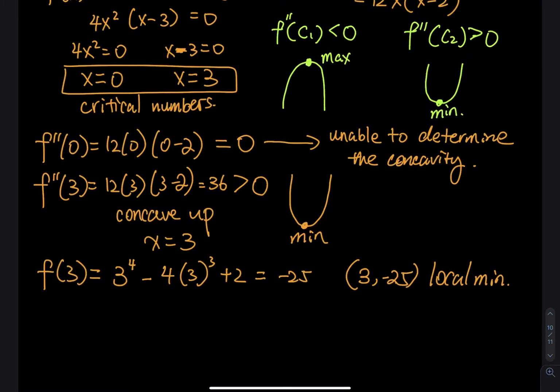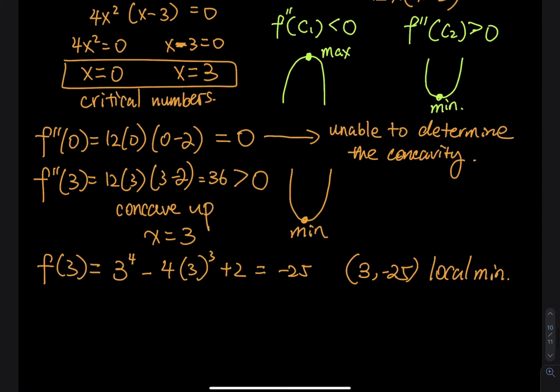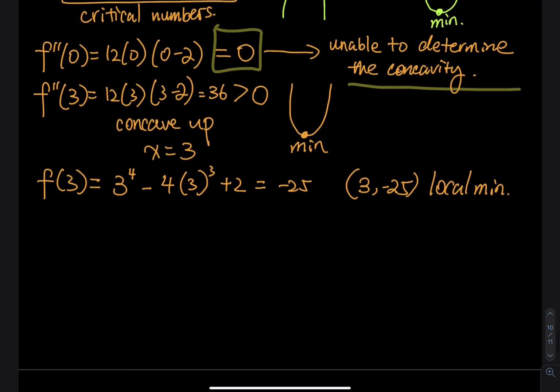All right, and then what about x equals 0? If you want to find out what exactly happened when x equals 0, then you have to go back to the sign chart using your first derivative, right? I don't want to just leave that as unable to determine. I want to find out what happened. I need a more solid proof, all right? To get to the solid proof, we have to use the first derivative and the sign chart.